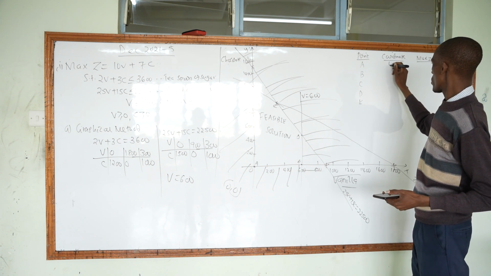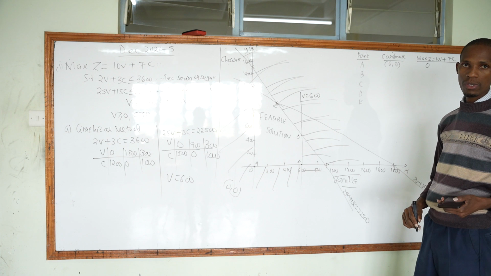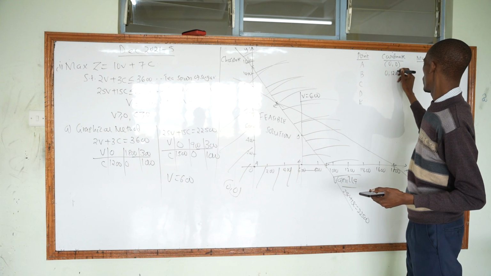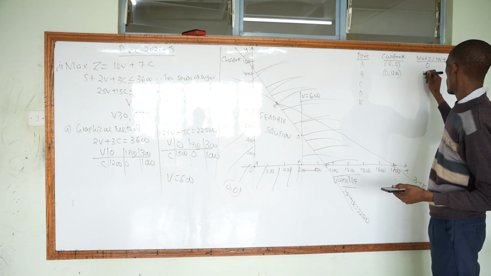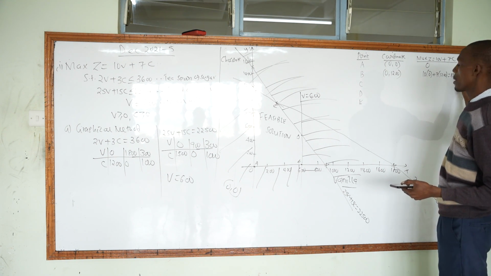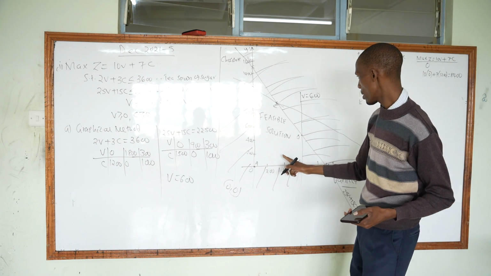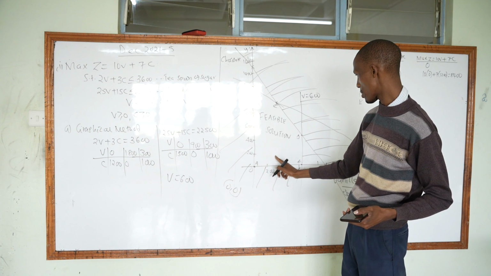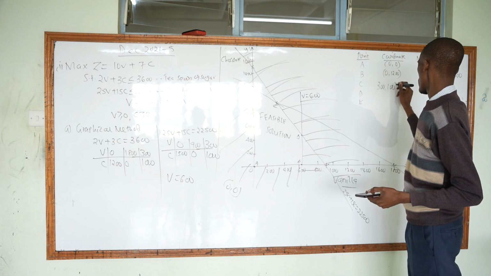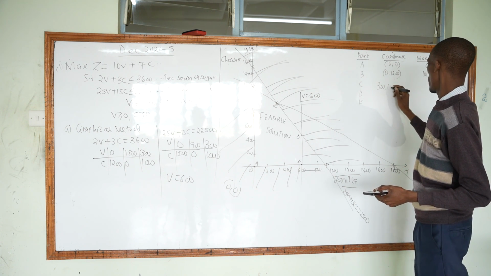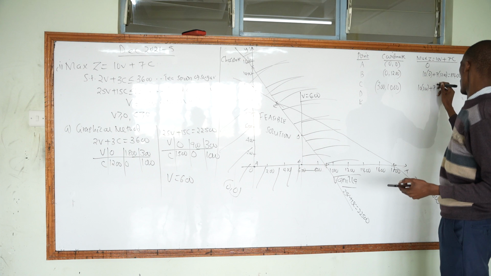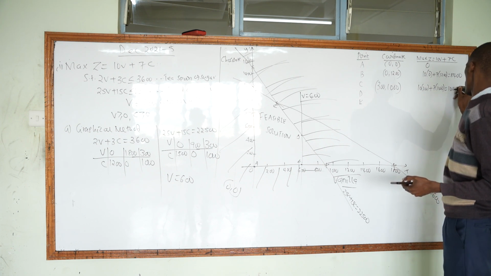Let us start with A, B, C, D, E. Point A, the coordinate is 0, 0, so that means the profit will be 0. When you substitute there, it will be 0. B is 0, 1200. So we can substitute 10 times 0 plus 7 times 1200. C is 300 and 1,000. At least you can see C lies between 300 and 1,000. So this one will be 10 times 300 plus 7 times 1,000, which will be 10,000.